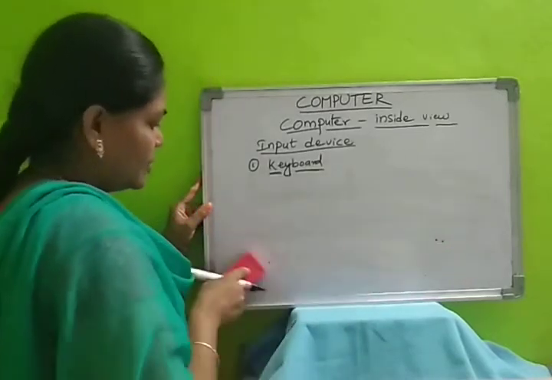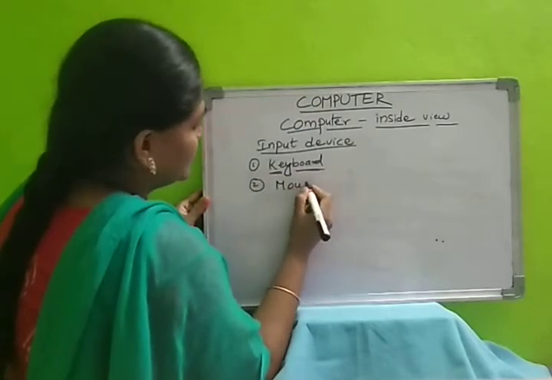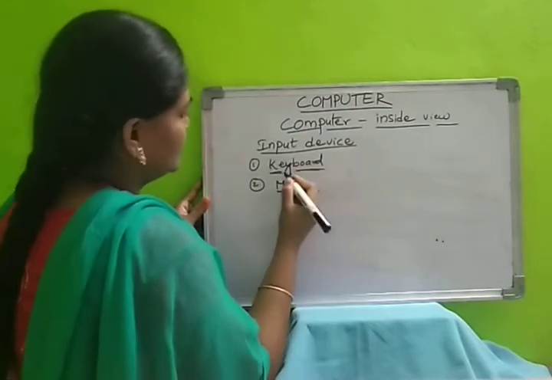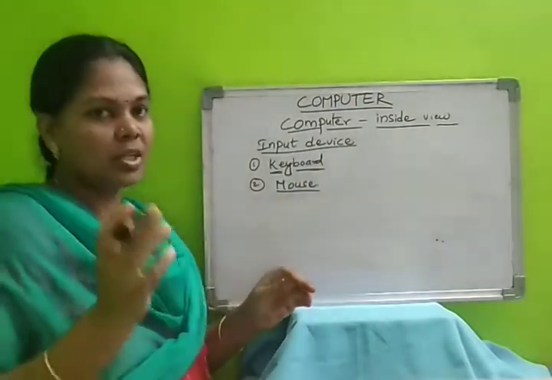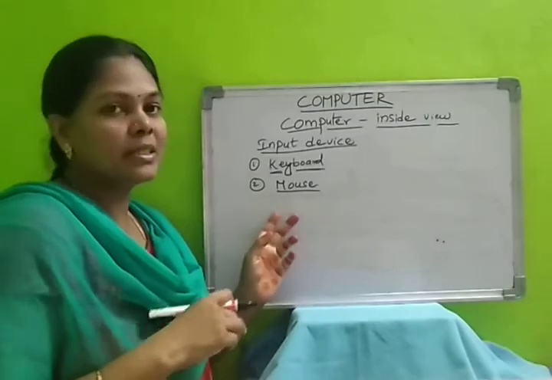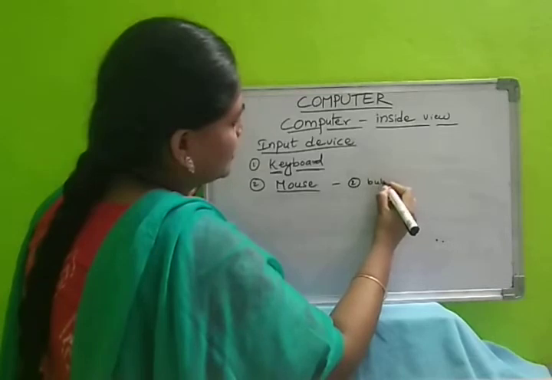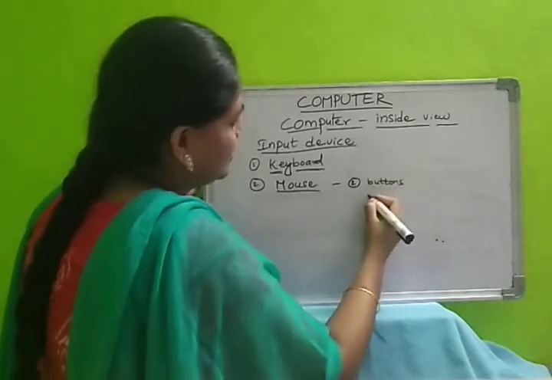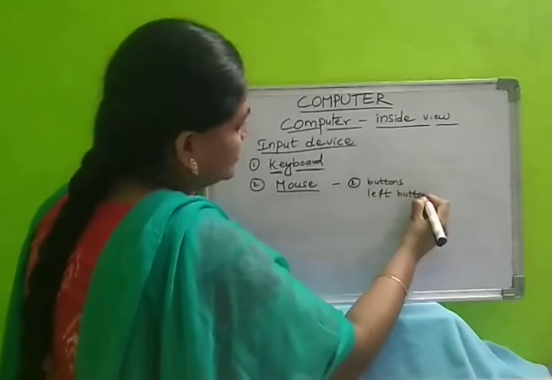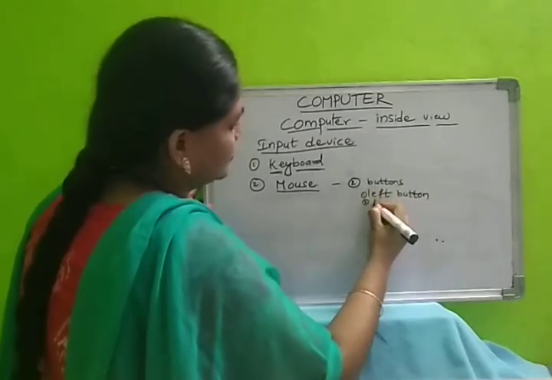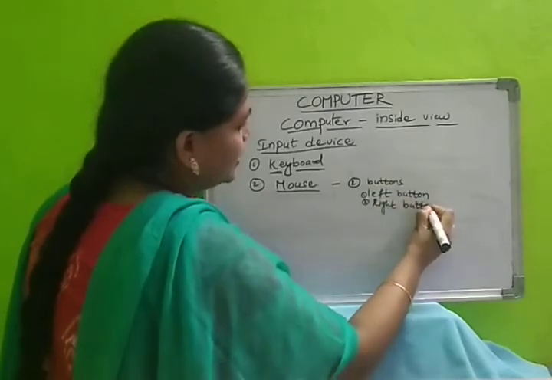Next, second input device. The second input device is mouse. So how does a mouse look? Like a real mouse. We have to keep that mouse on a mouse pad. Now how many buttons does a mouse have? 2 buttons, isn't it? Left button and right button. In the middle it has a scroll wheel, isn't it?